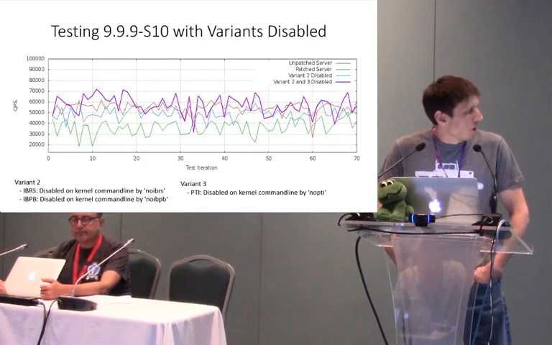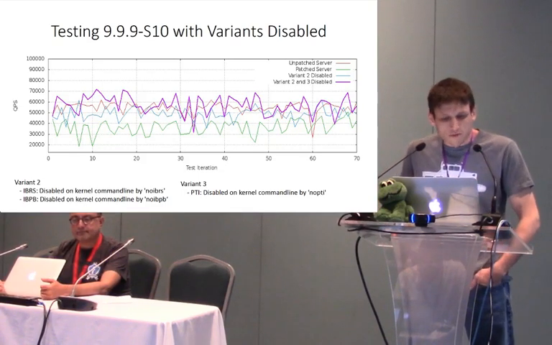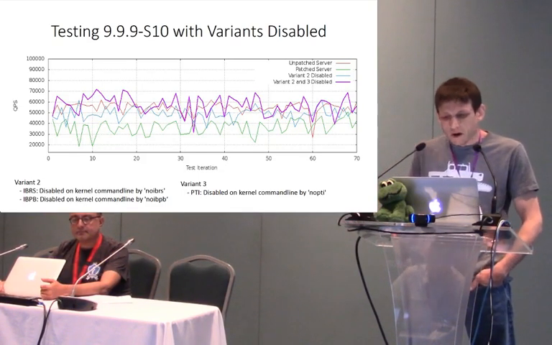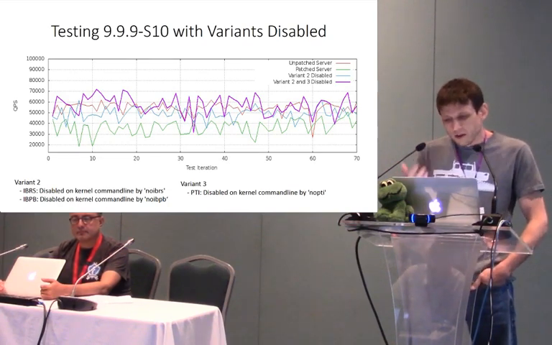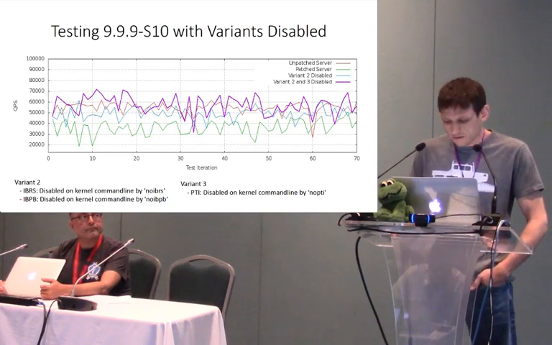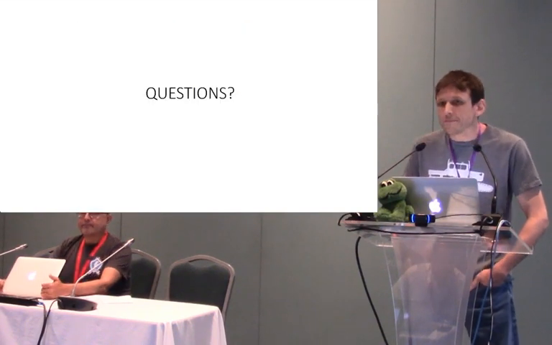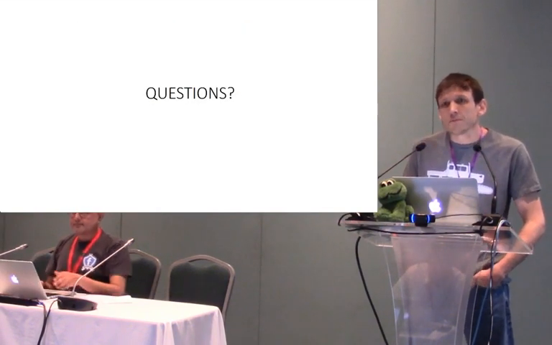We did end up going with disabling variant 2, since it is very customized towards virtualized environments. Since we're not running that, we're able to disable that altogether. And that's the data. So, questions?